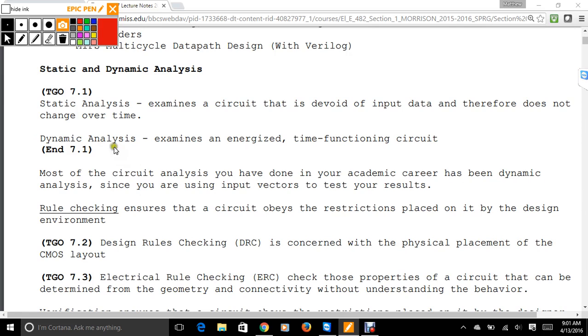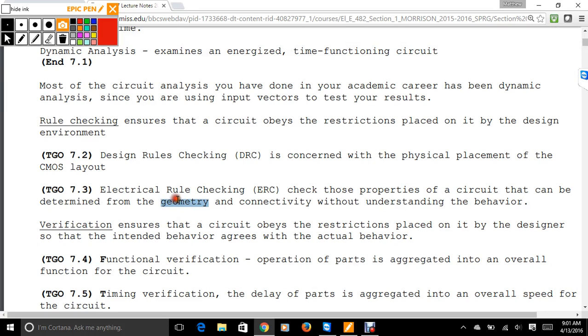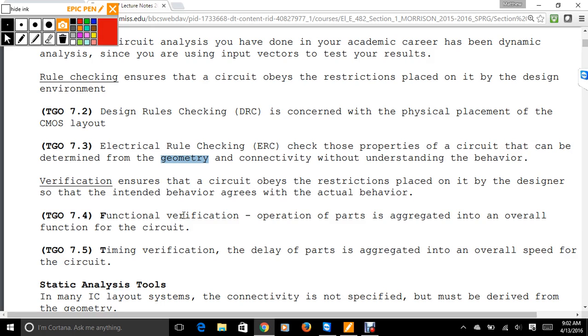And then with design rule checks, you're actually doing this physical placement of the layouts, whereas ERC, which is your electrical rule checking, is checking the properties of the circuit. We're going to be going a lot more into that in section 8 as well, especially when we get into tape out, where you're actually making sure that your wires and everything are properly spaced and that you're properly distributing the CMOS throughout the chips. That way you're not consuming too much power in one area and potentially degrading it over time. So then you've got functional and timing verification.